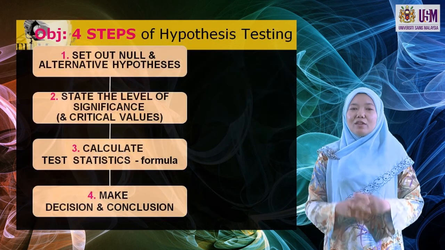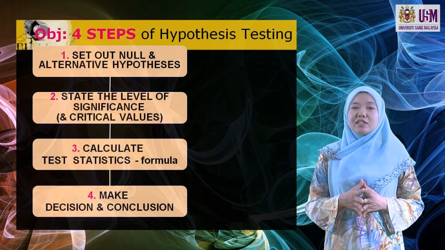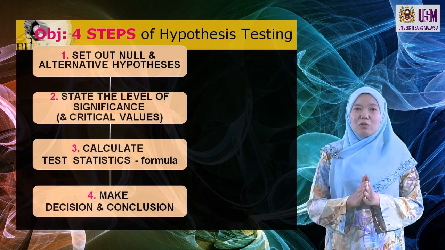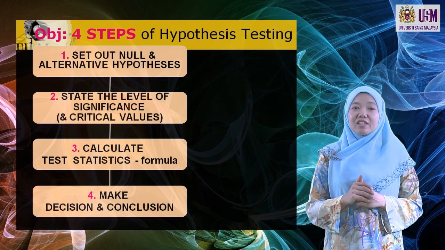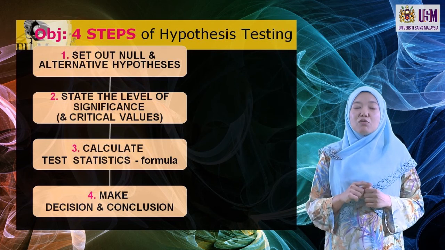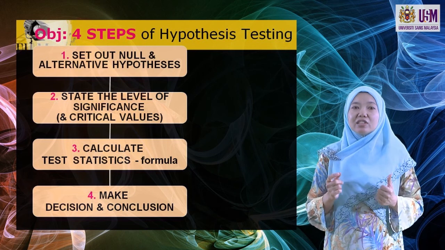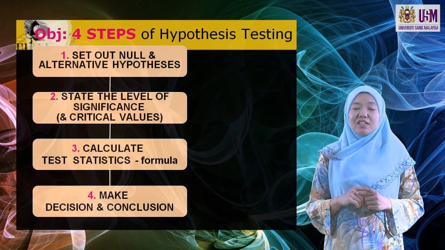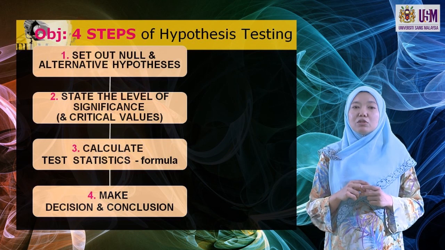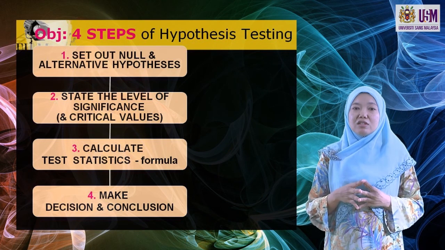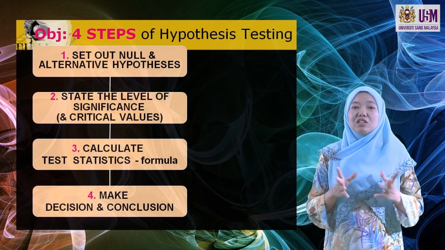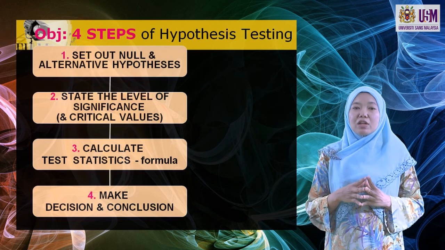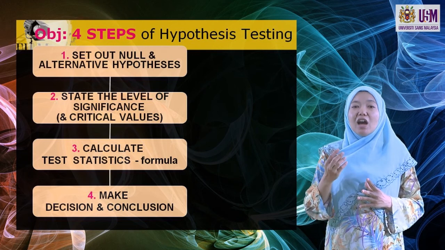The objective for today's session is to show you the four steps of hypothesis testing. The first one is to set out your null hypothesis and your alternative hypothesis. The second step is to state the level of significance. From the level of significance, you determine the critical value for you to make your decision upon, whether to accept or to reject the hypothesis.